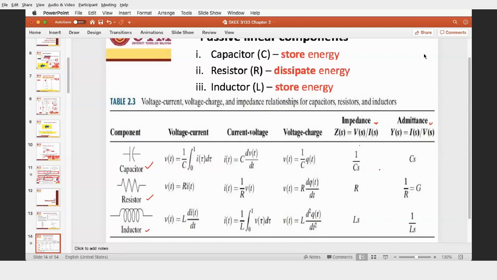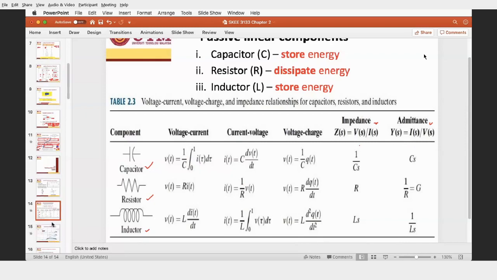So for these three components, we derive the equation to get the relationship and convert it into the S domain. So we take the examples one by one.